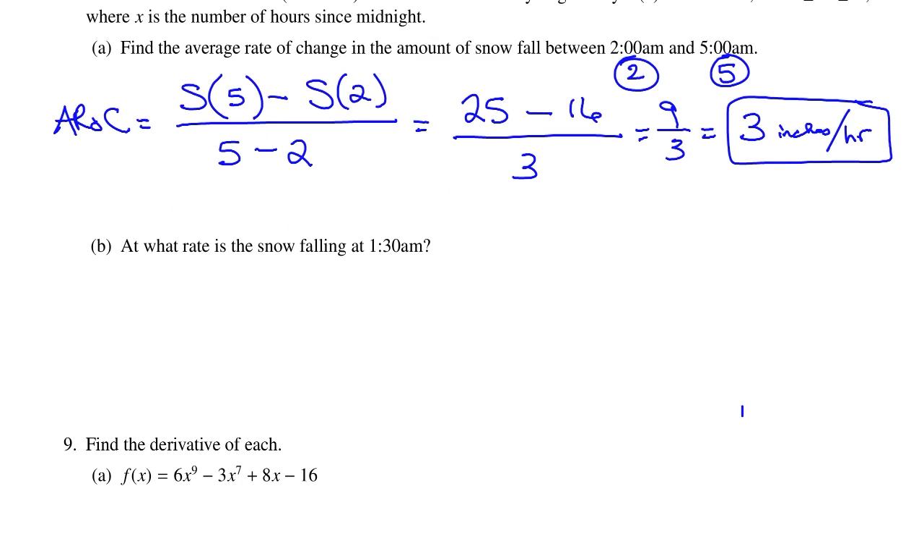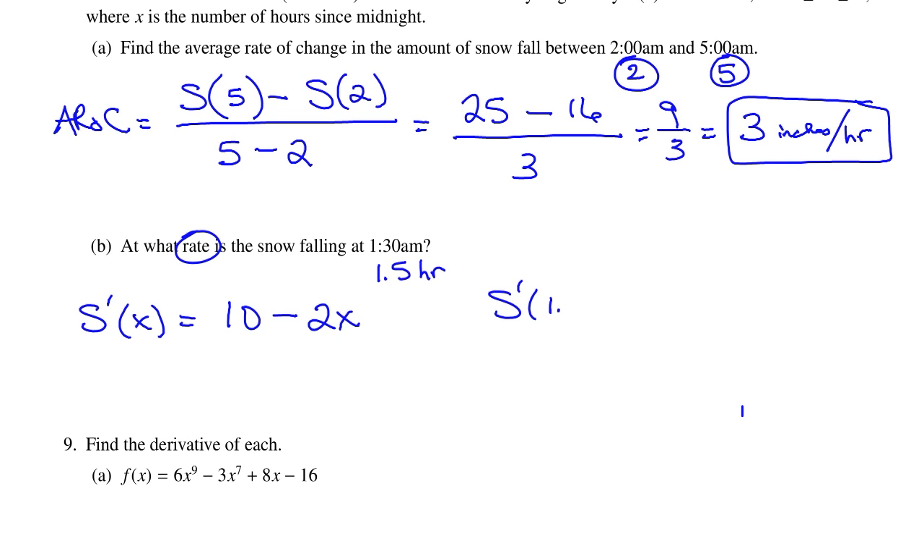Question B, at what rate is the snow falling at 1:30 a.m.? 1:30 a.m. is 1.5 hours since midnight. To find the rate, we need the derivative. So s prime of x is 10 minus 2x, and then we're going to evaluate the derivative at 1.5. And so it would be 10 minus 2 times 1.5, which is 7. And again, it's inches per hour.